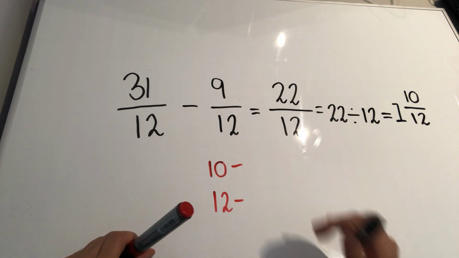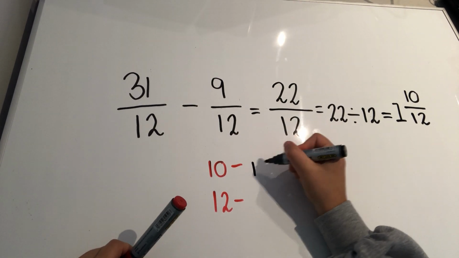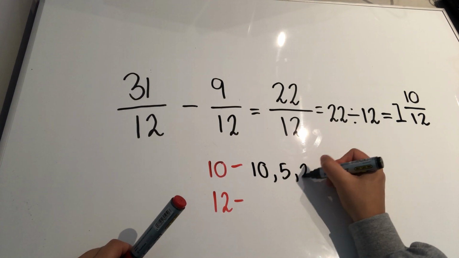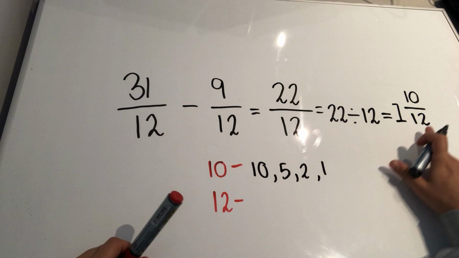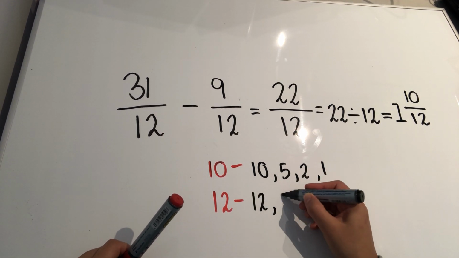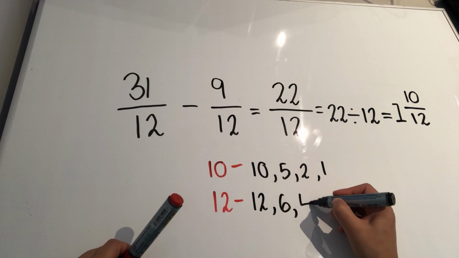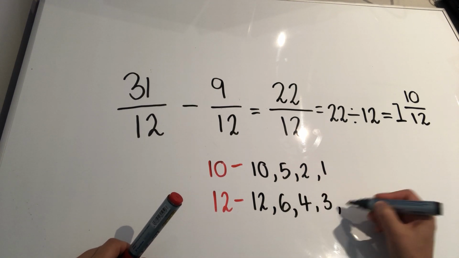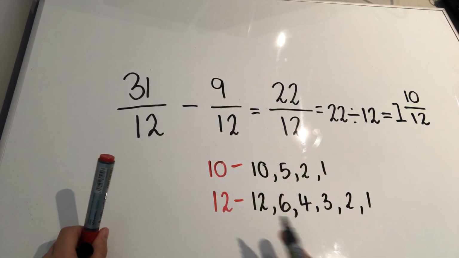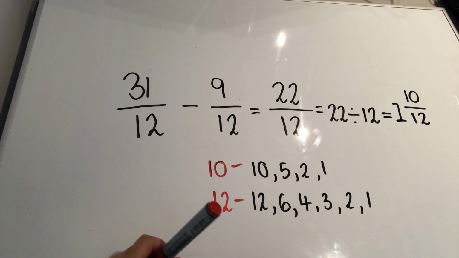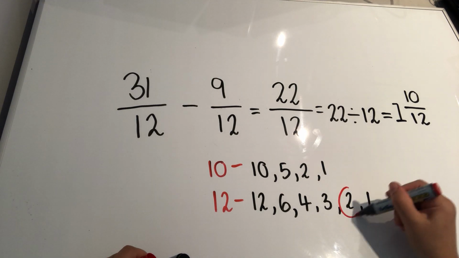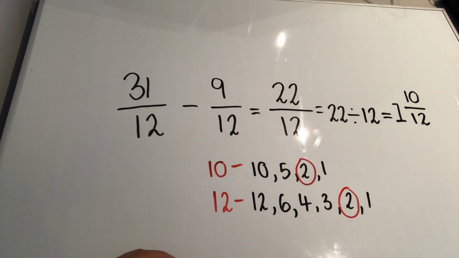So we think, what numbers go into 10? 10, 5, 2, and 1. And I'm going to list the factors that go into 12. So 12, 6, 4, 3, 2, and 1. We now need to find the highest common factor that goes into both 10 and 12. And I can see here 2 goes in both the numbers. So that's the highest common factor.